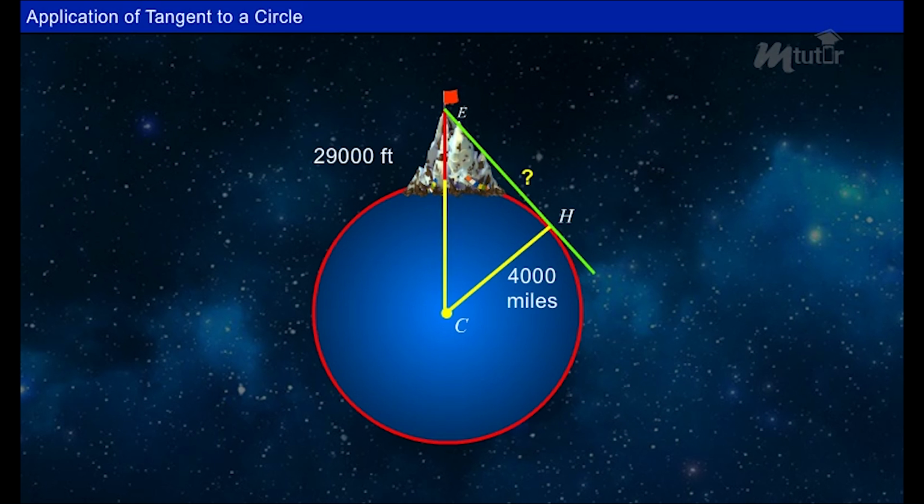The distance from the center to the summit, that is, EC, is the summation of the radius and the distance from the sea level to the Mount Everest. As the radius is perpendicular to the EH, we have the angle H is equal to 90 degrees. Thus, triangle ECH is a right-angled triangle. So we can apply the Pythagoras theorem to find the distance from the summit to the starting point.